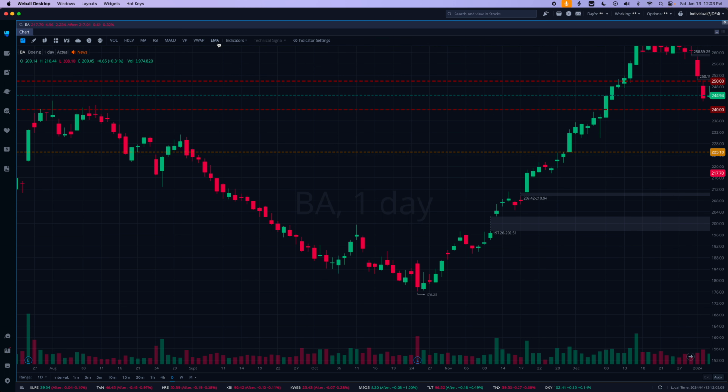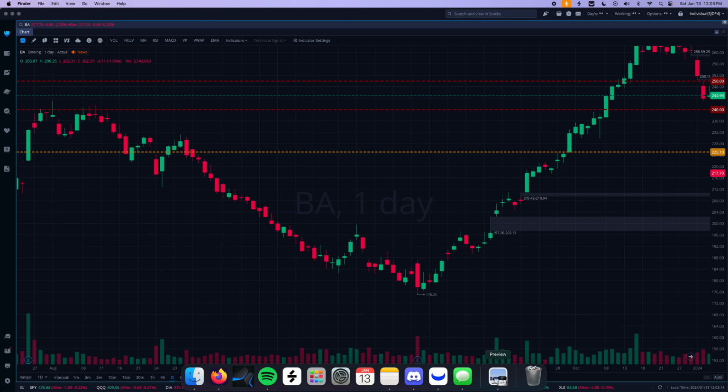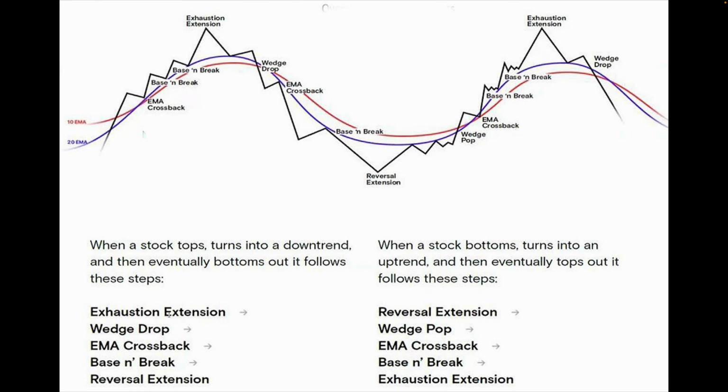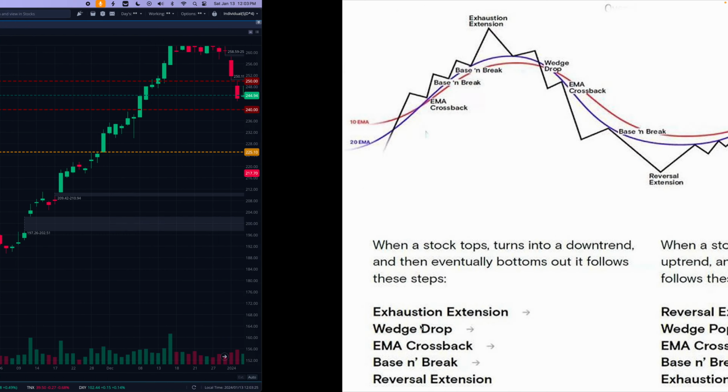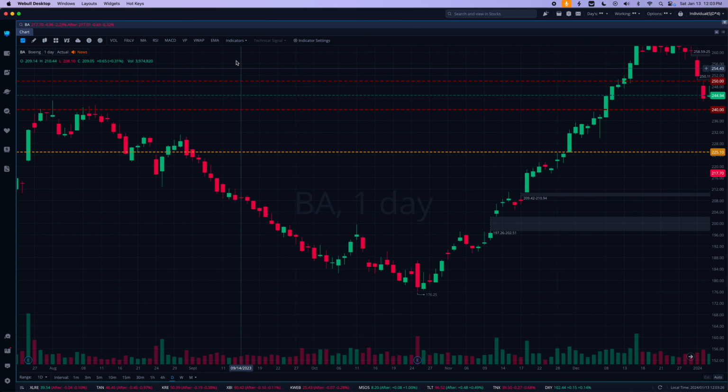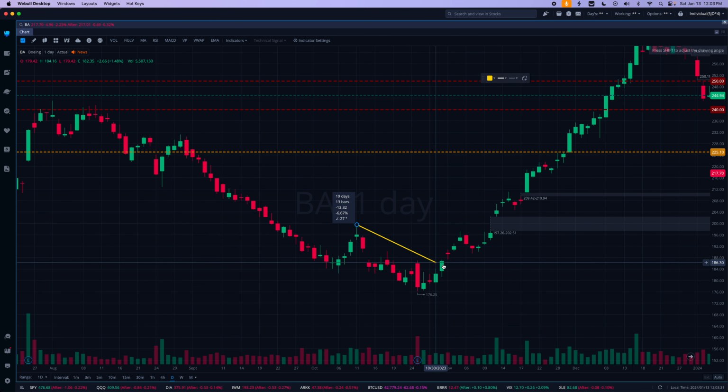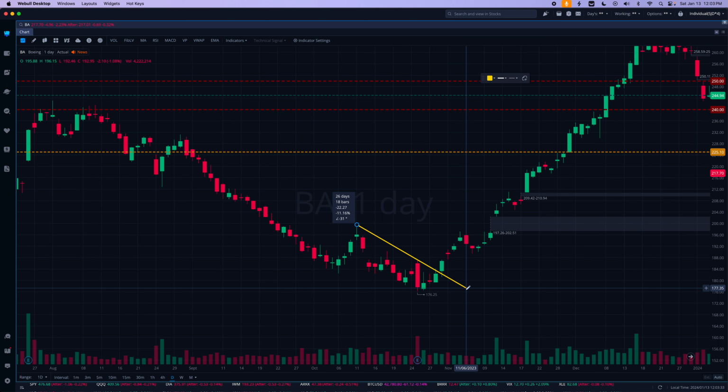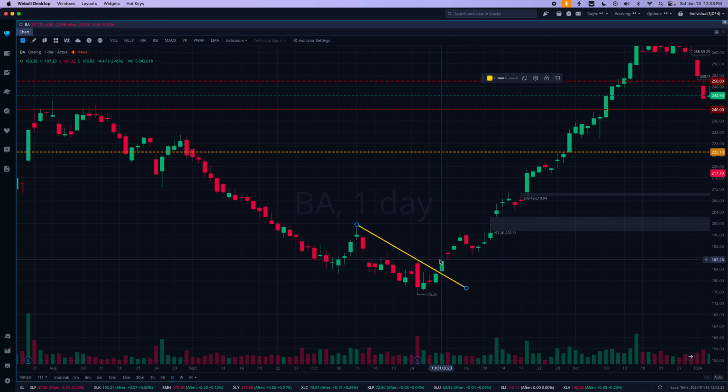So the next thing that we're looking for, obviously, refer back to the diagram here. We've got our extension. Now we need to see a wedge pop because we are looking for a stock that's bottoming and starting to trend up. So we need to see a wedge pop, right? So where's our wedge pop? Well, how about this? Here's our wedge pop, right?